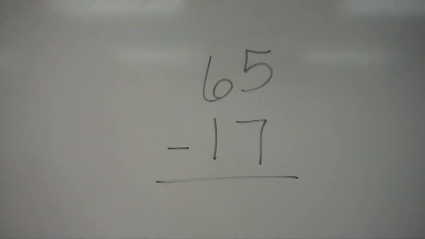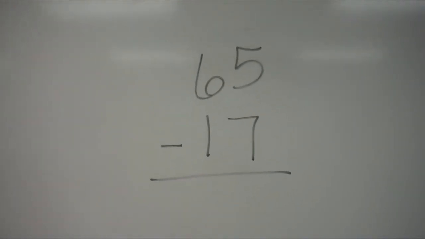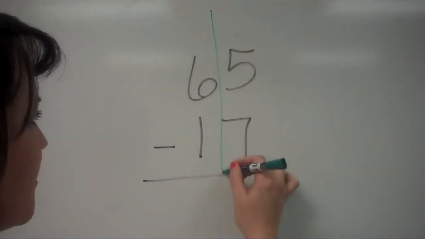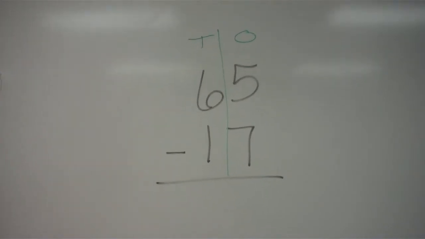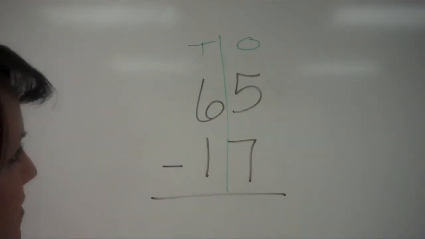Alright, this is subtracting using the traditional algorithm way. There's going to be a few things that we're going to do first. First is we split our problem and we look at the tens and the ones. And we're going to start in the ones place.